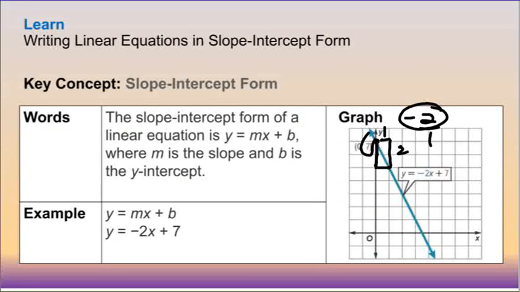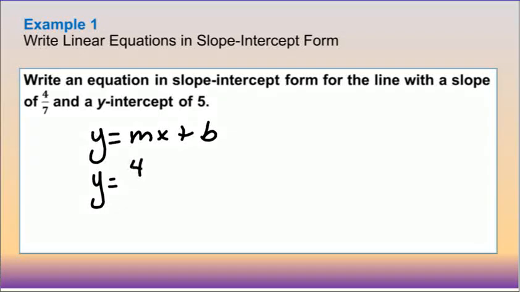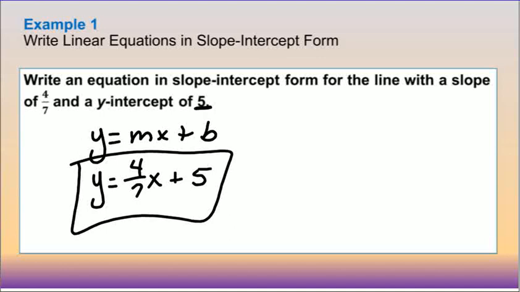So let's take a look at an example. Write an equation in slope-intercept form for the line with a slope of 4/7 and a y-intercept of 5. So again, we need it in y equals mx plus b. So we have our y equaling, our slope is our m, which we were told was 4/7. We need our x variable plus our y-intercept of 5. So our equation is y equals 4/7 x plus 5.